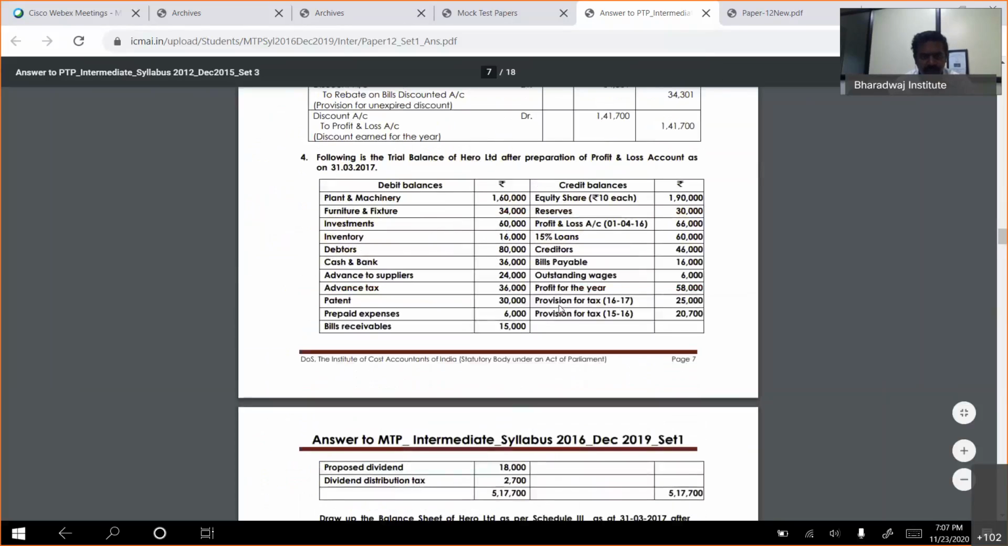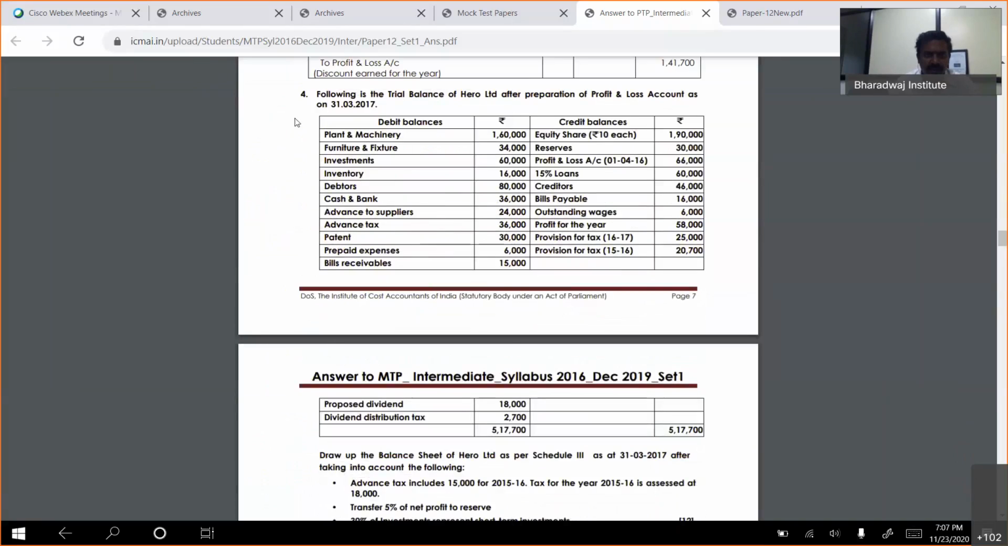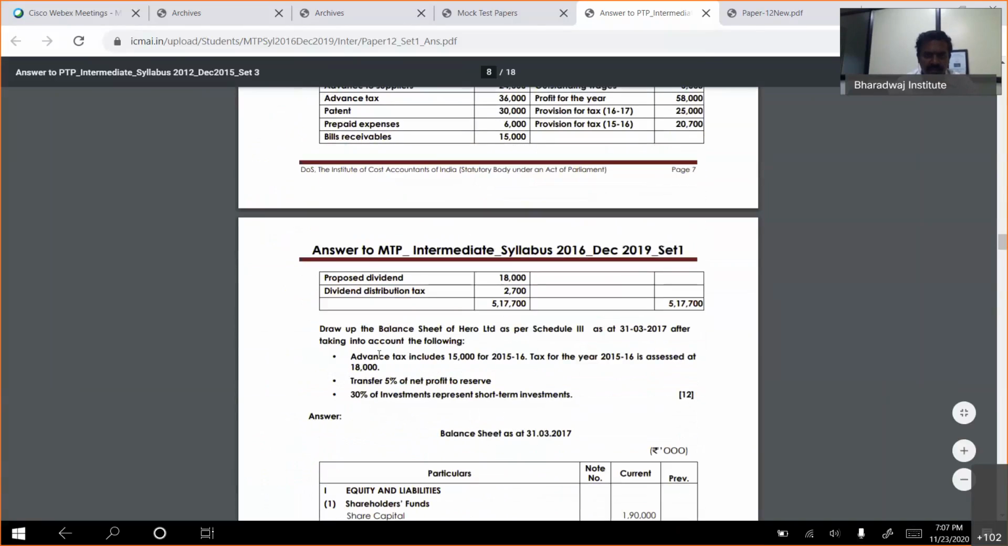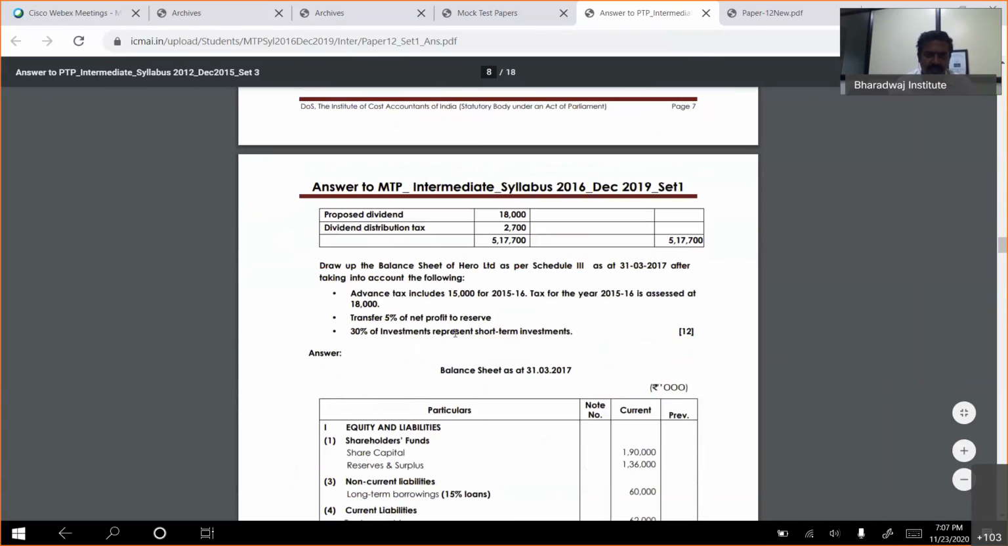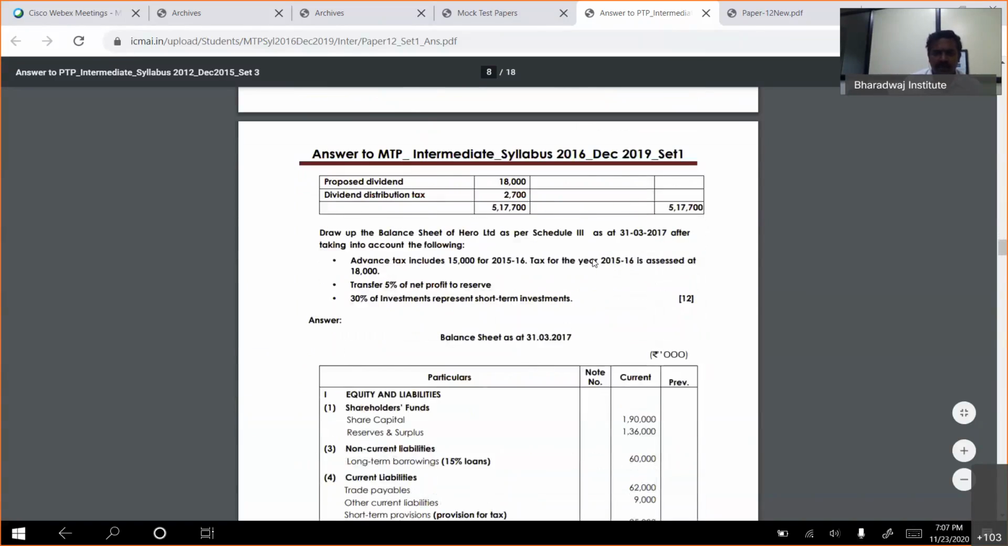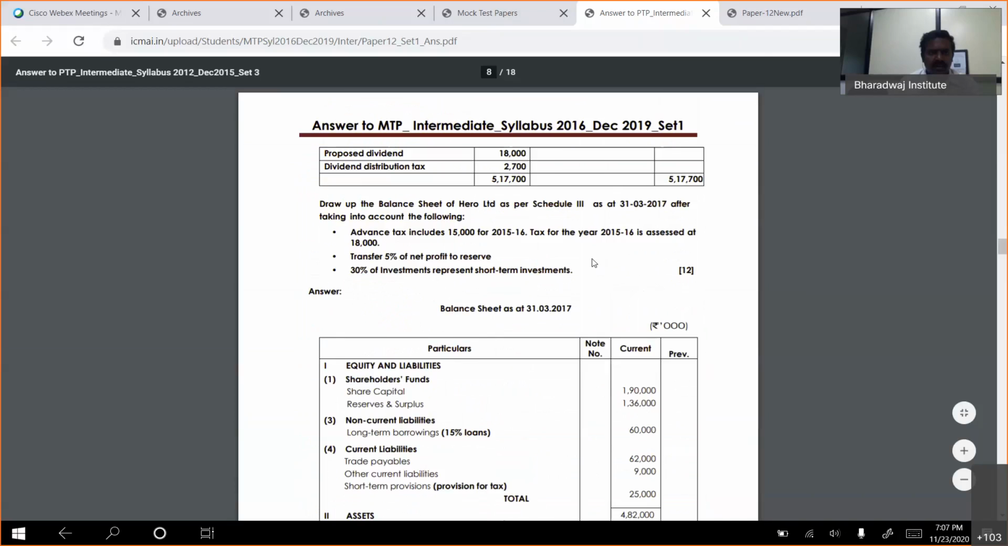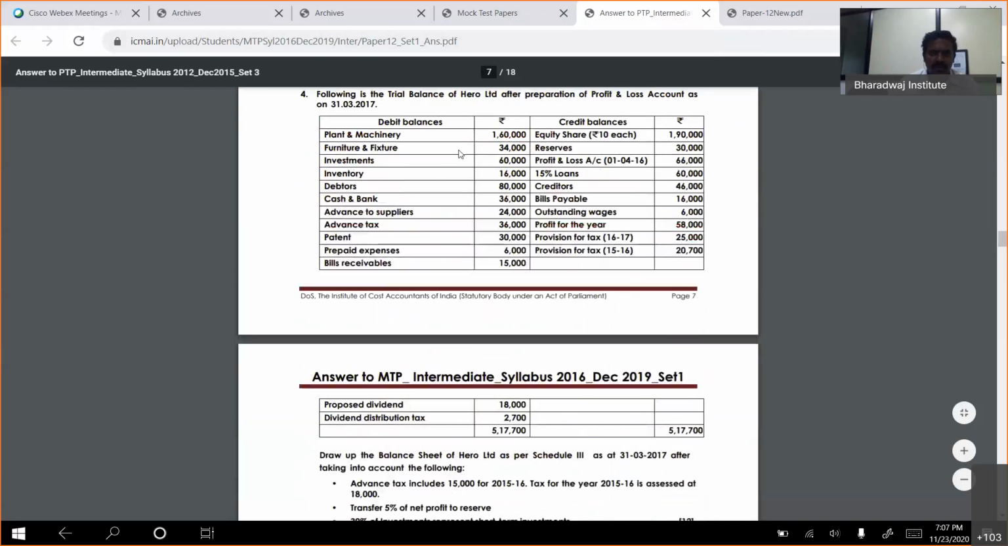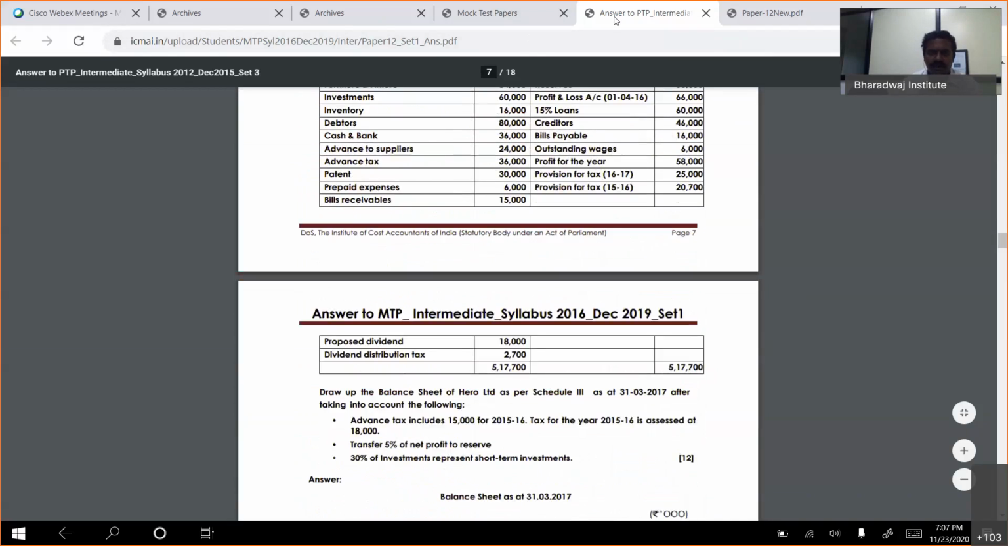See, you can practice this particular problem also. They've given a similar problem. They've given advance tax included for last year and current year. Transfer 5% of profit, 30% represents short-term investments, like that. So this is a kind of question that is tested for about 12 marks. With solution it is there. So you can try this question at home. With solution it is given.